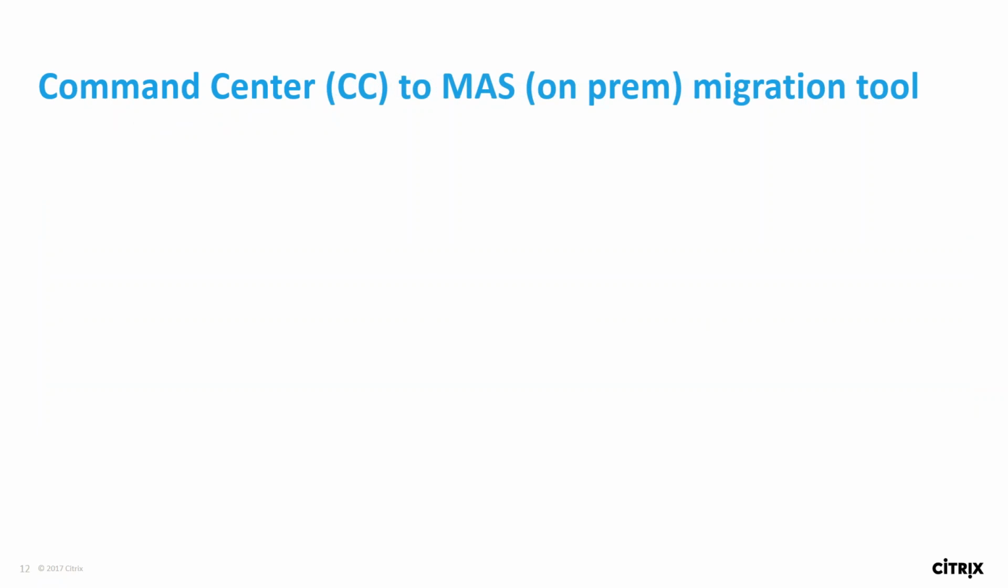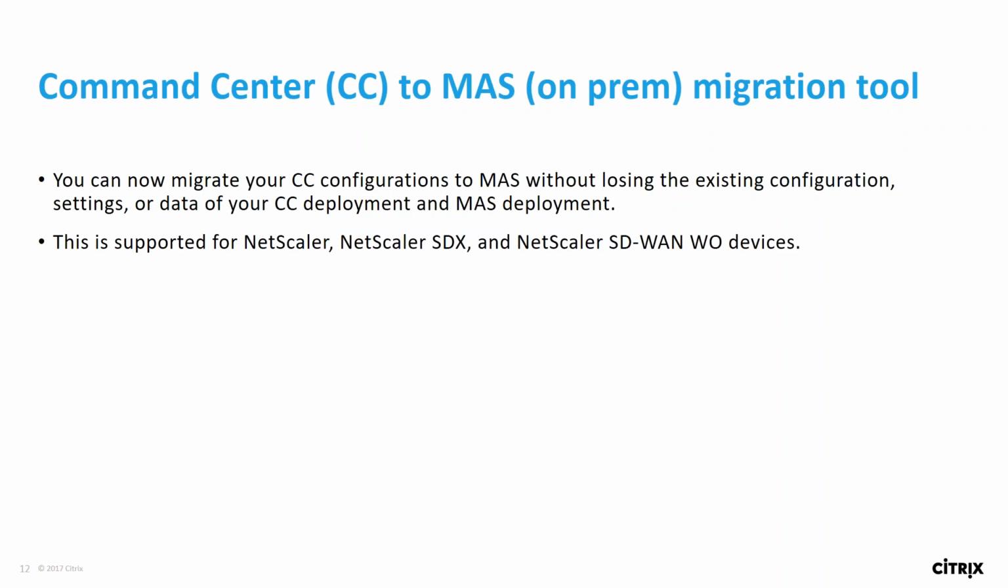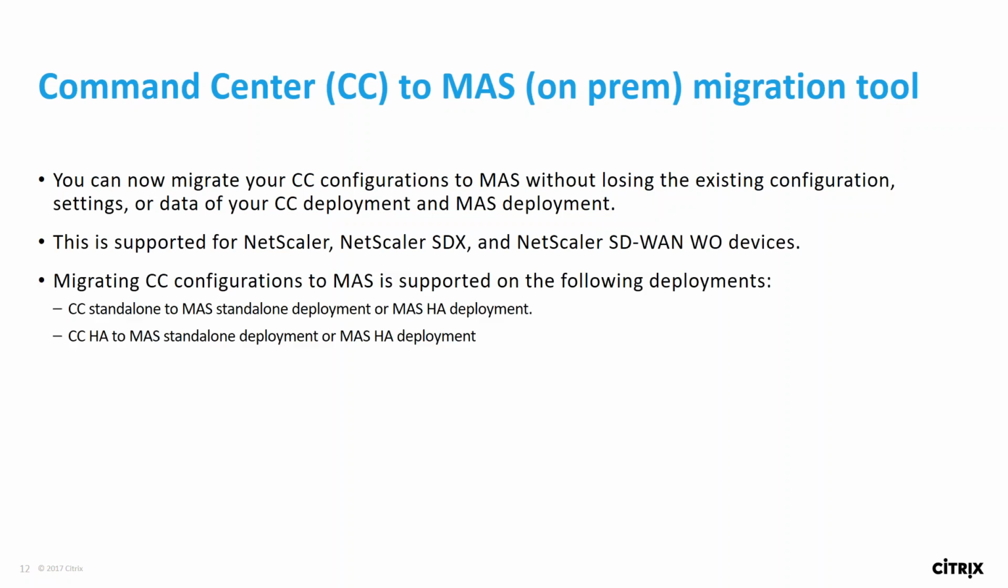So we had a lot of feedback from the field saying that it would be really helpful to have a Command Center to MAS migration tool, which would help migrate certain configurations from Command Center to MAS. Well, we have that now. You can migrate your Command Center configurations to MAS now without losing any of the existing configuration settings or data of your existing Command Center deployment or MAS deployment. This is supported for NetScaler, NetScaler SDX, and NetScaler SD-WAN WANOP devices.